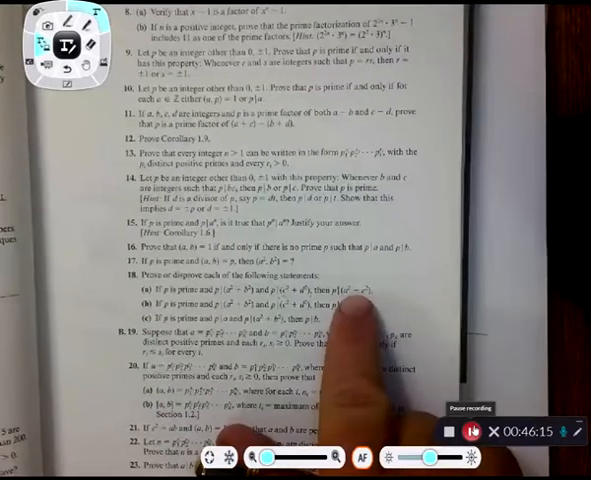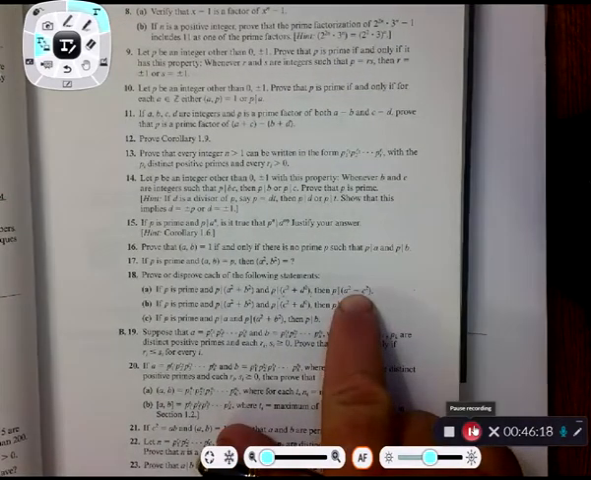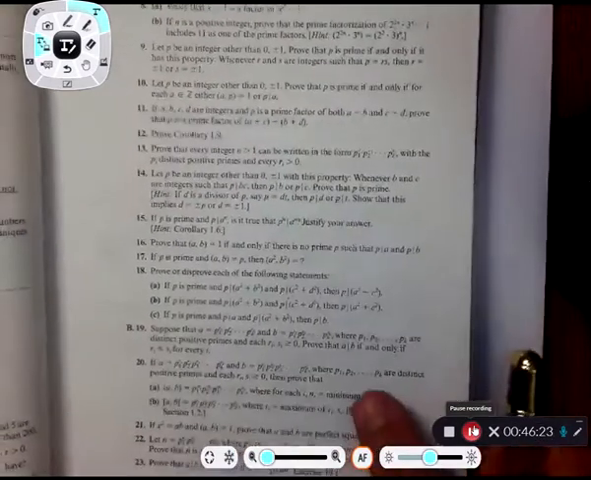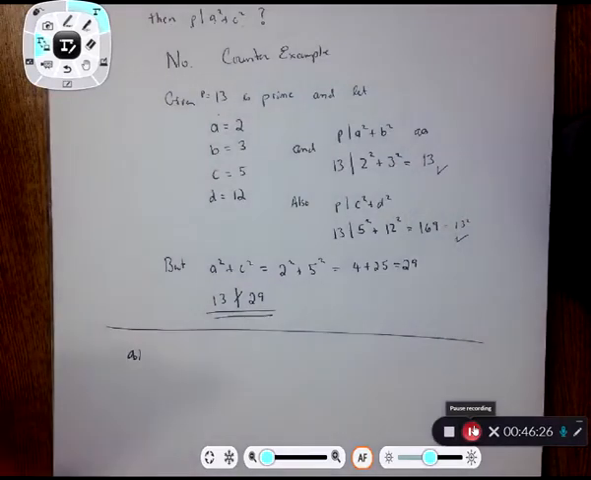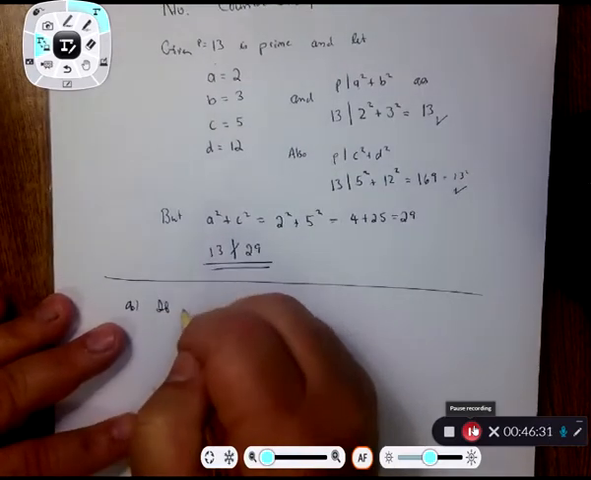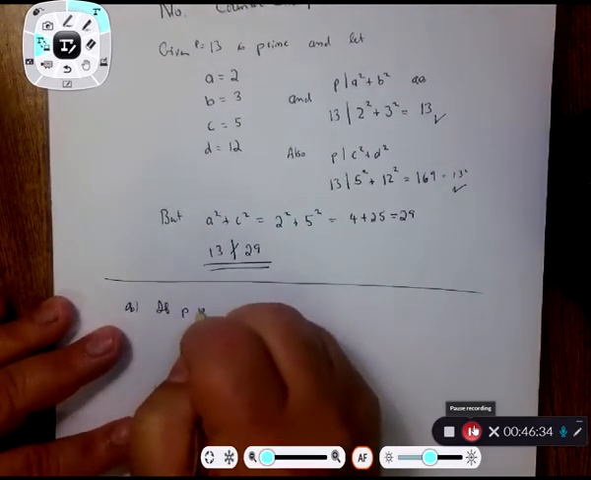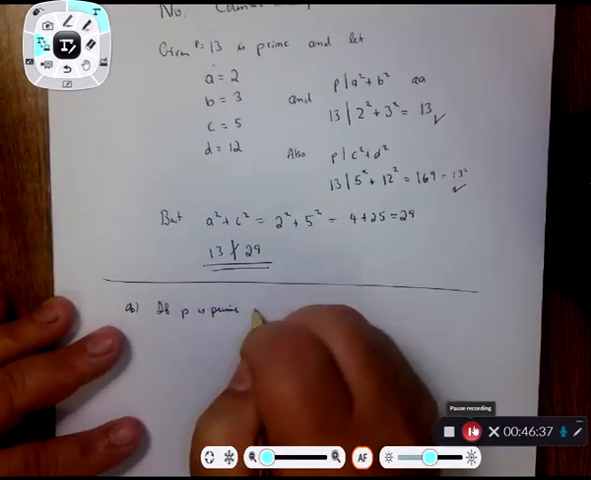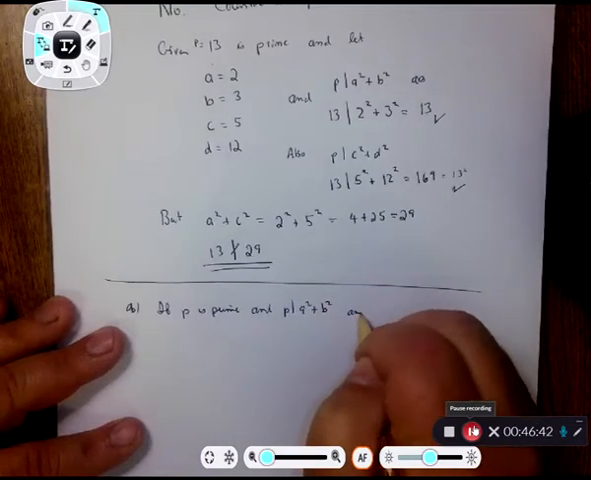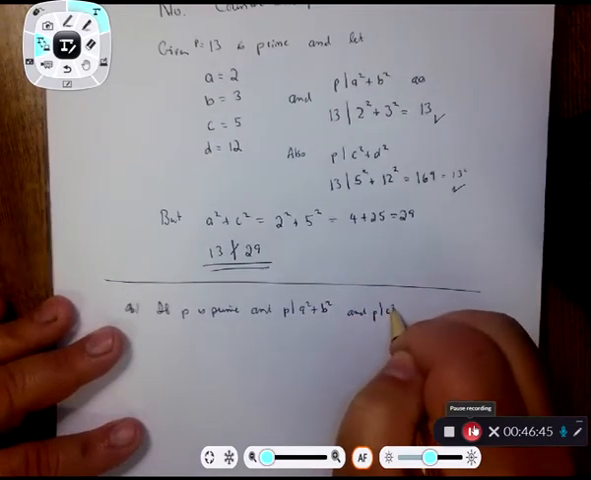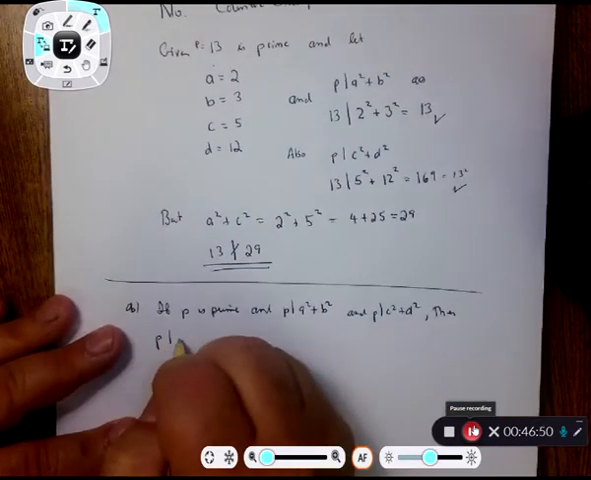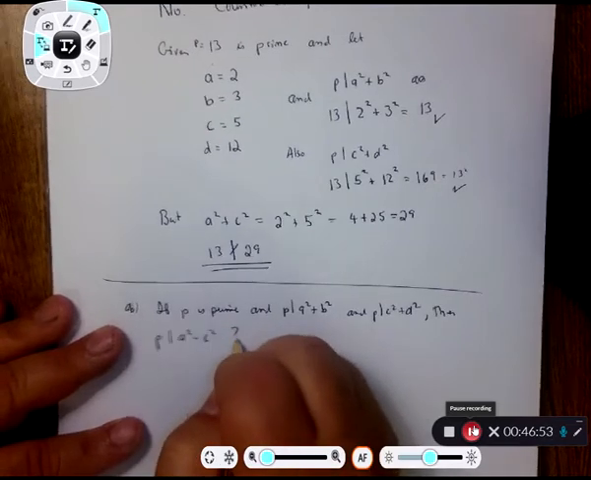This one, I'm supposed to show that P divides it. Does it divide A squared minus C squared? And this one was the A squared plus C squared. So I bet I can do the exact same thing. So in the same similar situation here, I'll rewrite A over here with a minus. So if P is prime, and P divides A squared plus B squared, and P divides C squared plus D squared, then is it true that P divides A squared minus C squared? That was a question mark here.